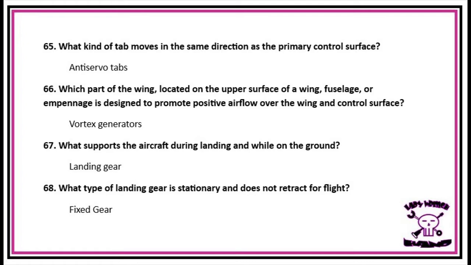65. What kind of tab moves in the same direction as the primary control surface? Anti-servo tabs. 66. Which part of the wing, located on the upper surface of a wing, fuselage, or empennage, is designed to promote positive airflow over the wings and control surface? Vortex generators.